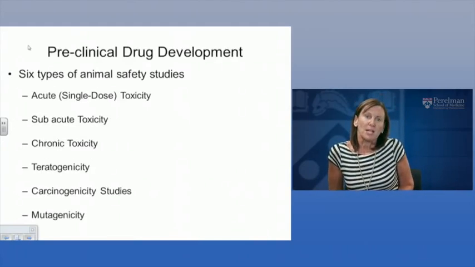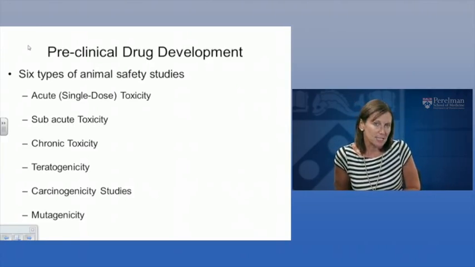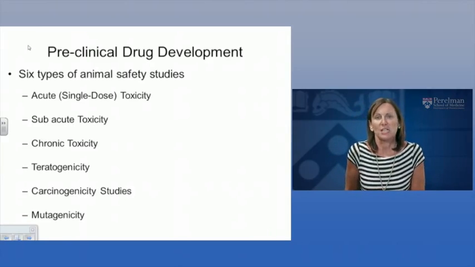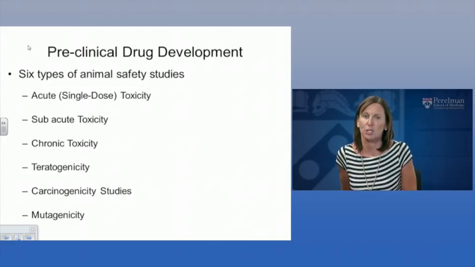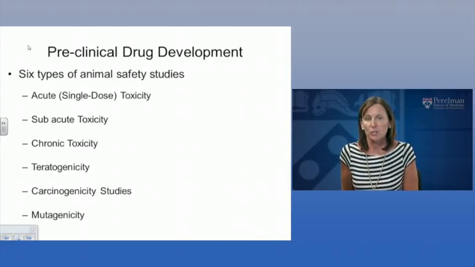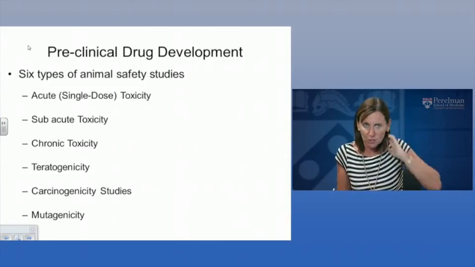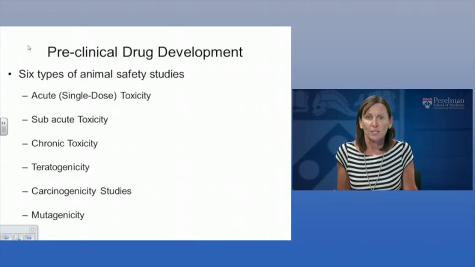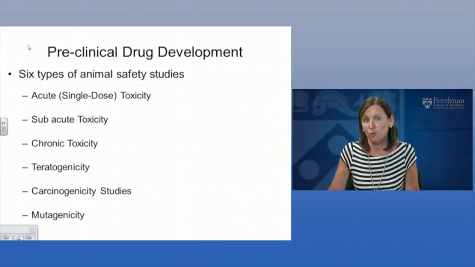So what are the types of animal studies that are done? Well, here we've depicted them as animal safety studies, and yes, they are primarily safety studies, but we also do assess elements of efficacy in terms of mechanism of action. So let's just run through these. And as you will see with each of these, not all of them are required for all types of drugs used in clinical medicine. So for example, all studies will require acute toxicity.